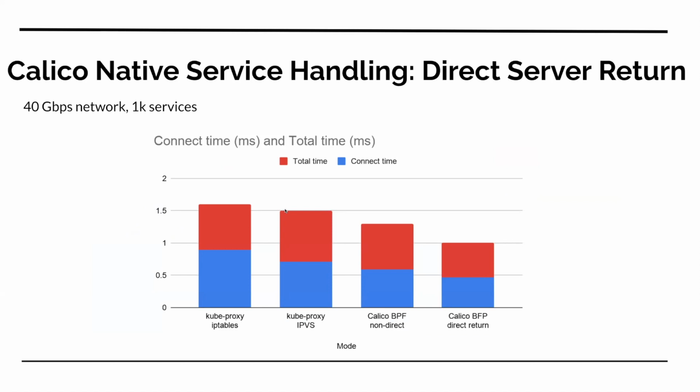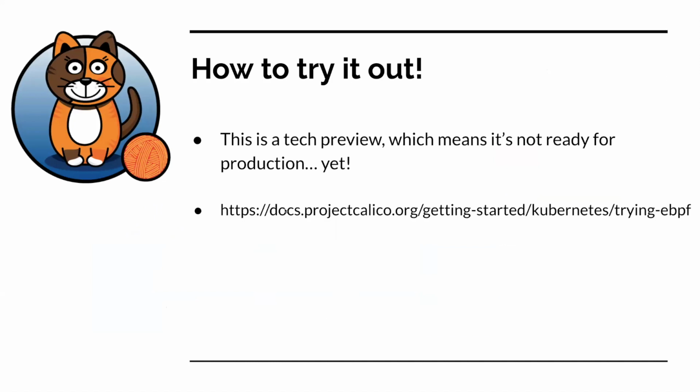So that's an eBPF overview, extended Berkeley Packet Filter for Calico. And if you want to try this out, it's in tech preview, not quite ready for GA, but you can check it out as a tech preview. And this link on the screen will help you to find it.